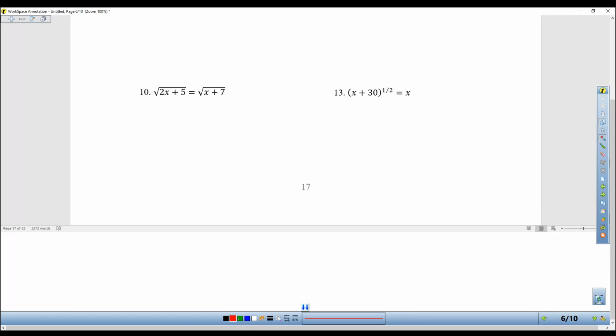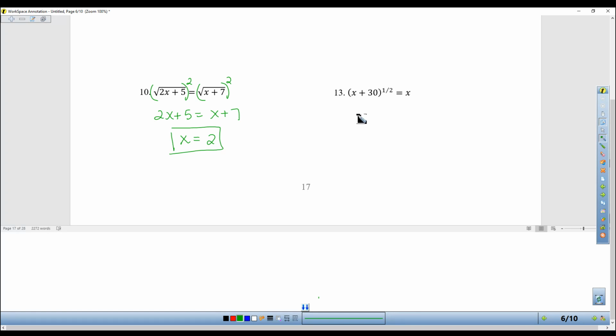Number 10. A little break. Look at that. We square both sides, and we just get 2x plus 5 is equal to x plus 7. There's no x squared, so I don't have to get x squared all by itself. I don't have to set it equal to 0 and factor. Instead, I can just get x all by itself on one side, and I get x is equal to 2.